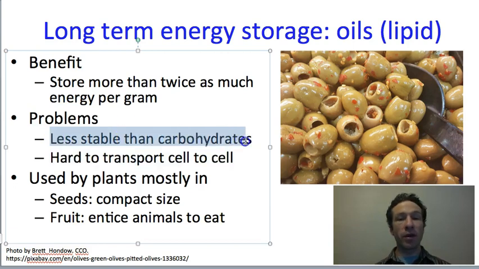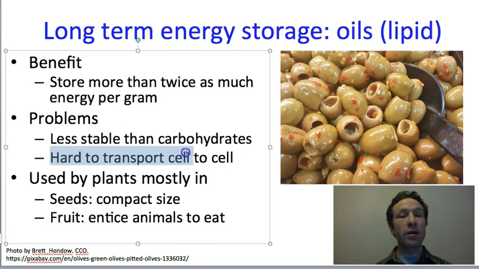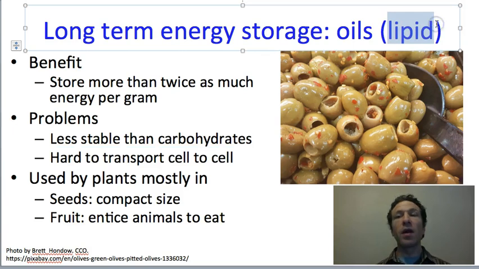First, they are less stable than carbohydrates, so they are more inclined to break down spontaneously in the cell. Second, they are hard to transport cell to cell because, as you know, lipids are not water soluble, so they do not like being free in the cytoplasm. Because plants oftentimes need to move their stored energy from the roots up to the shoots to make new leaves, or from the shoots down to the roots when the plant is photosynthesizing, it would be hard to move a lot of lipids around. For those reasons, plants tend to use carbohydrates instead of oils.